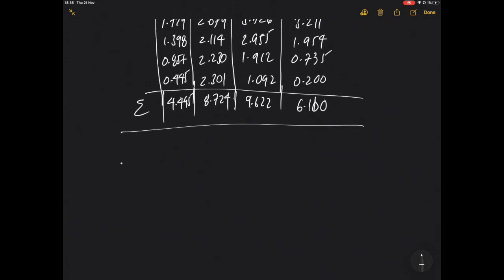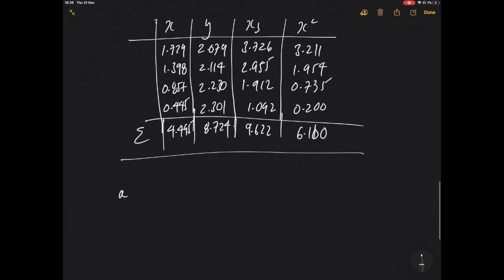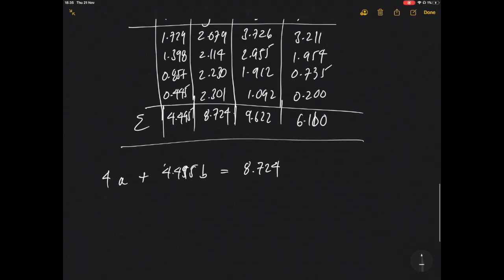So we can say an, there's how many data? 1, 2, 3, 4, plus b sigma x, which is 4.495b, equals sigma y, which is 8.724.